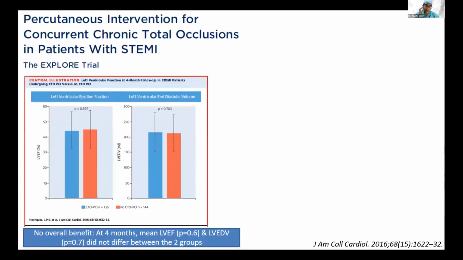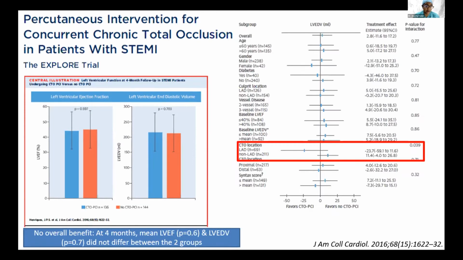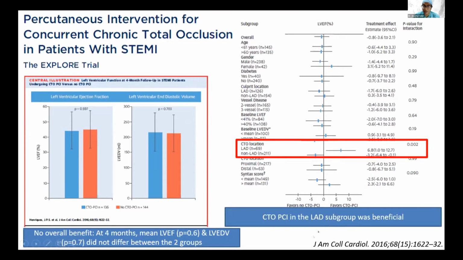And indeed, the most robust data for a bystander CTO in the presence of STEMI comes from the EXPLORE trial that randomized about 350 patients to CTO PCI versus no CTO PCI in the case of multivessel disease with STEMI, and found that there were no benefits in terms of difference at 4 months between those who underwent a CTO PCI and those who didn't. But there was a signal towards benefit in the subgroup analysis by CTO location, where if the CTO was in the LAD, there was some degree of benefit seen in the study.